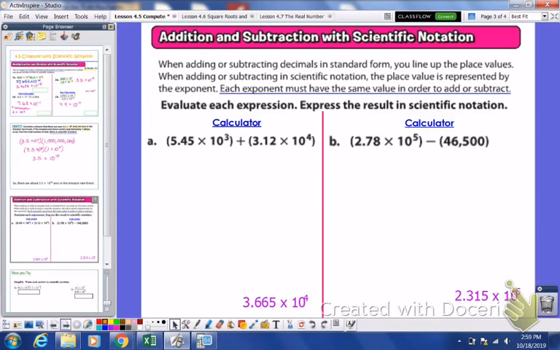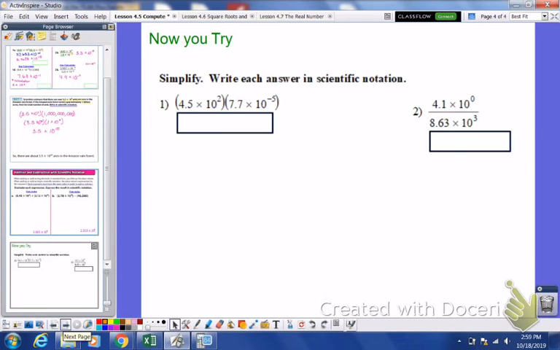Okay, so now a couple for you to try. One multiplication, one division. If you have a scientific calculator, you can absolutely use it. If you don't, you do still need to work these out. So work them out by hand. I showed you how to. And once you are done with them, you are done with this lesson.